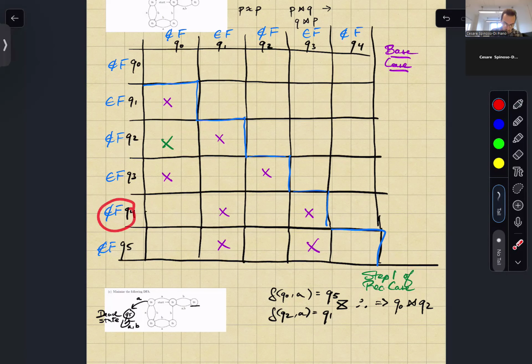For Q4 and Q naught. Q naught, when you read an A, you go to Q5. Q4, when you read an A, you go to Q3. Q5, Q3, that's distinguishable, so I'll add an X.